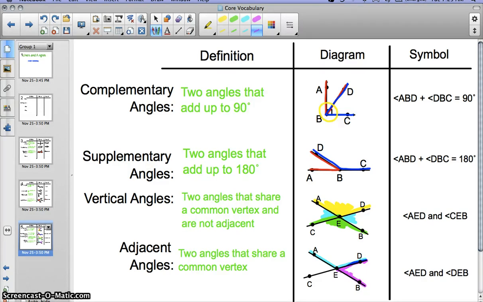Alright, so DEB. So in this case, these ones actually happen to be supplementary as well. They do not have to be. It just needs to be two angles that are next to each other. So again, purple angle plus blue angle. Those are considered adjacent. Also, the blue angle would be adjacent to the green angle. Okay, it's next to.